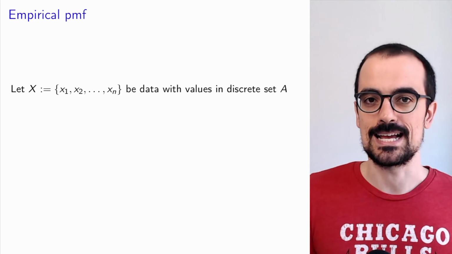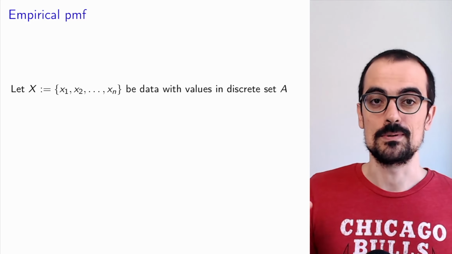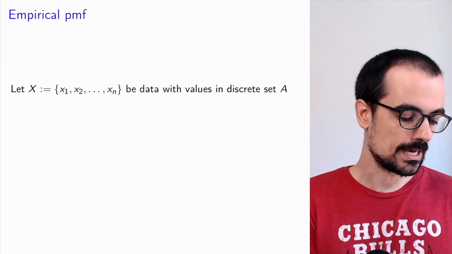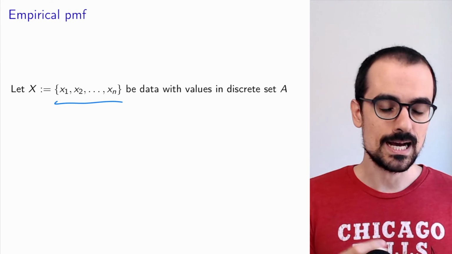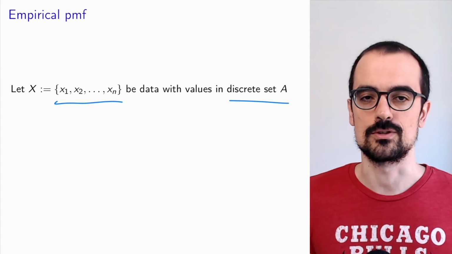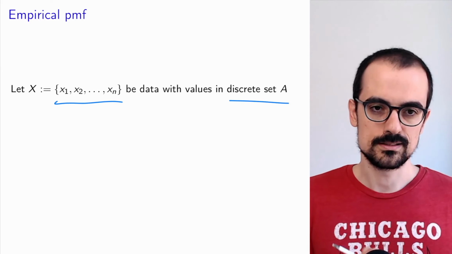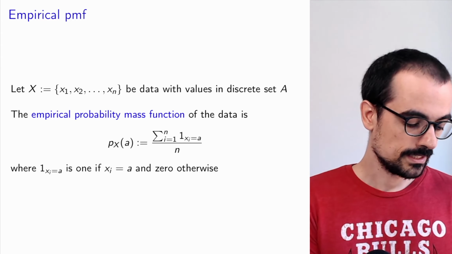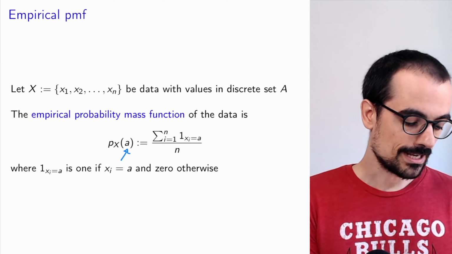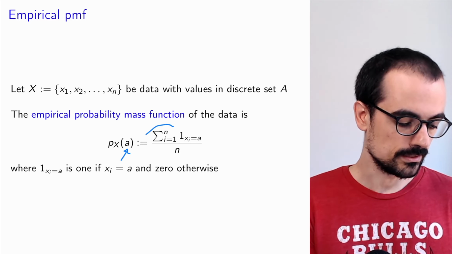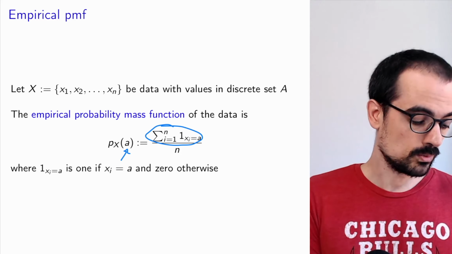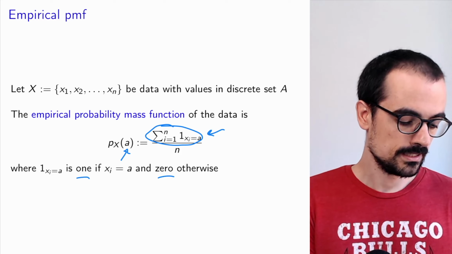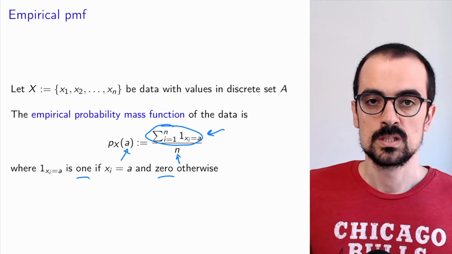The empirical PMF estimator for the probability mass function of a discrete random variable does exactly what we just did. Imagine that you have n data points with values in a discrete set A, which is going to be the range of the random variable that we're going to use to model this quantity. The empirical probability mass function of the data at A is the fraction of points that end up in A. This is an indicator variable that is equal to 1 if the point is in A and 0 otherwise. So this is just the number of points that are in A divided by the total number of points. It's as simple as that.